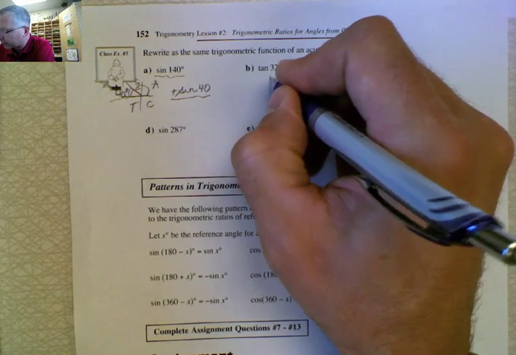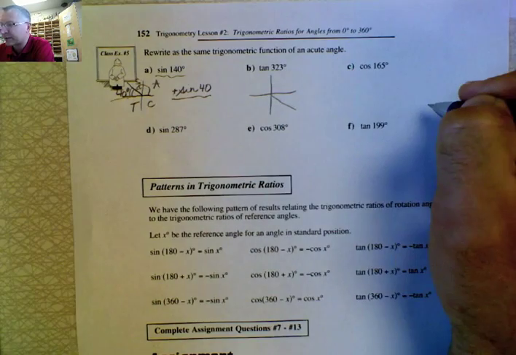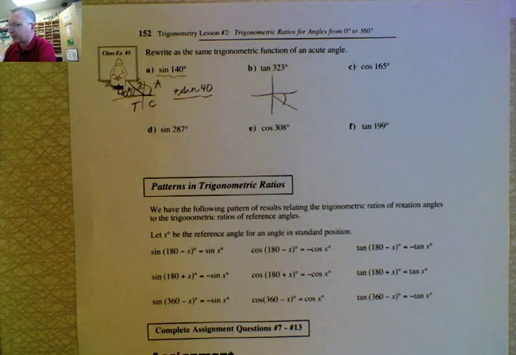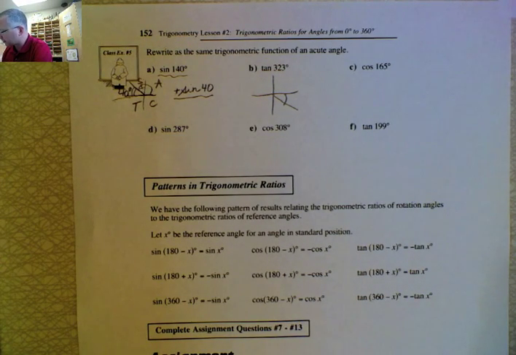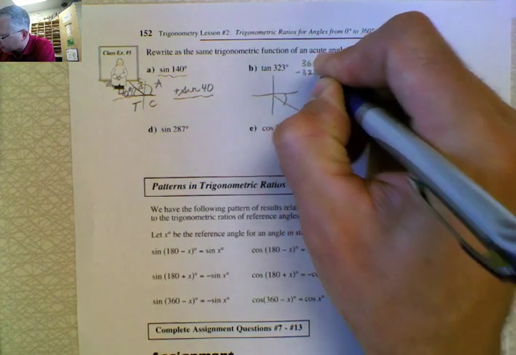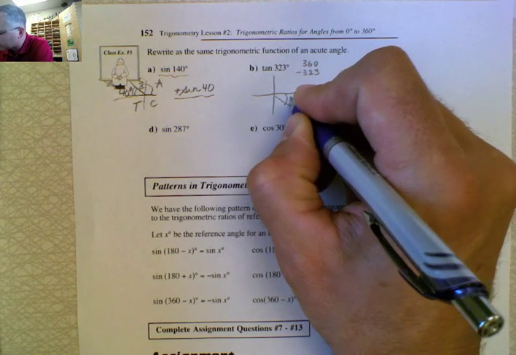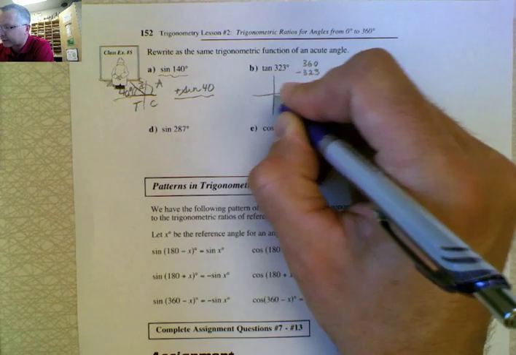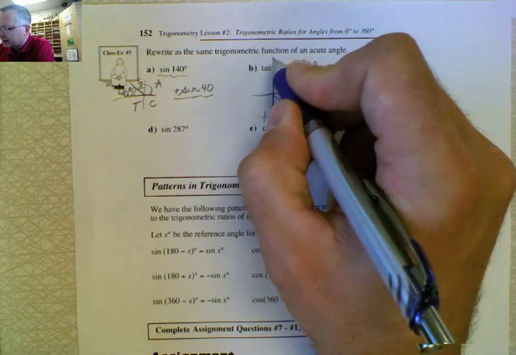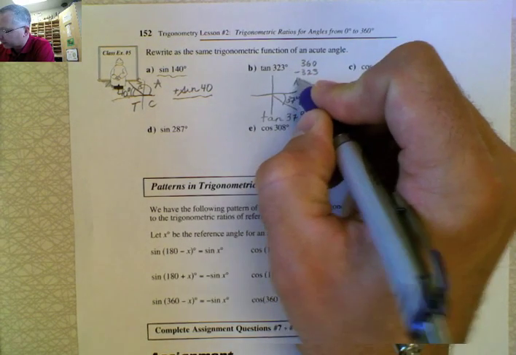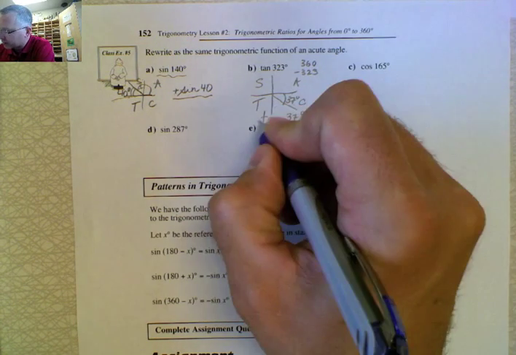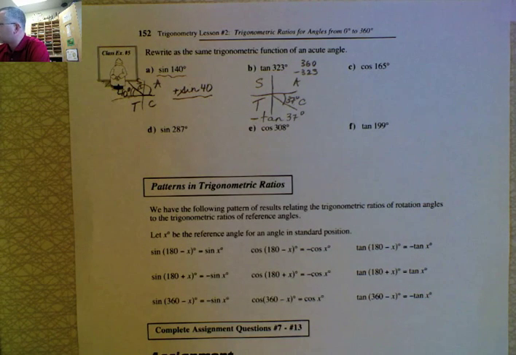If we go to 323, 323 is down here in quadrant number 4. We need to determine this reference angle. So it's actually going to be 360 minus 323. So we're going to take 360 minus 323 because we're going how much less? We're going 37 degrees less than 360. So in this case, we have the tangent of 37, tangent in quadrant 4. Well, if I look at my cast rule, the only thing that's positive in quadrant 4 is cosine, so that means tangent has to be negative in this case.